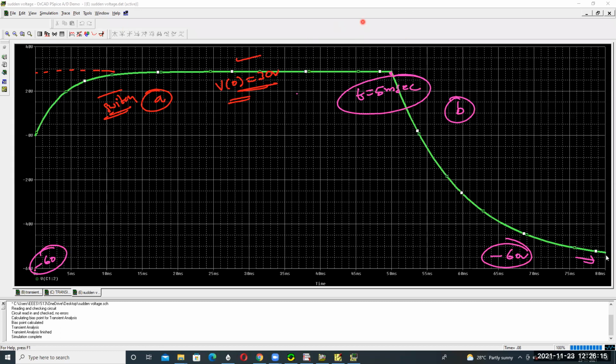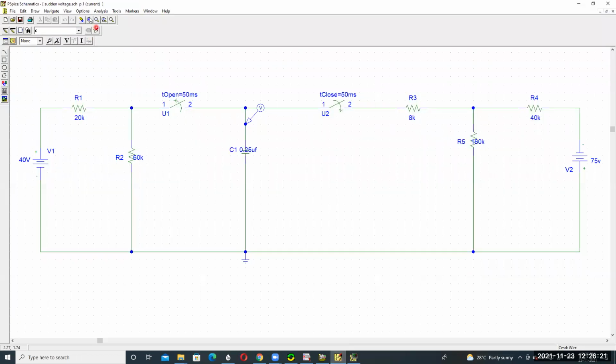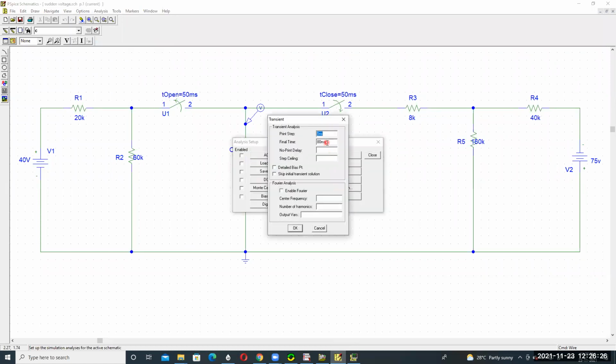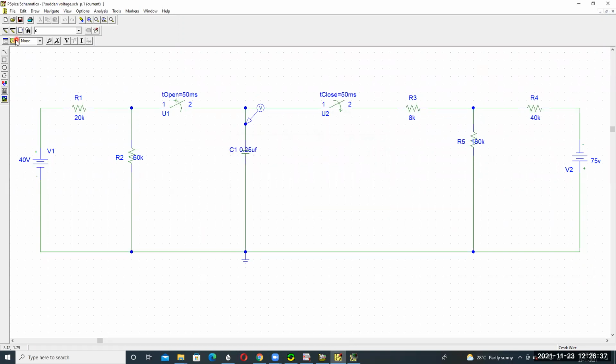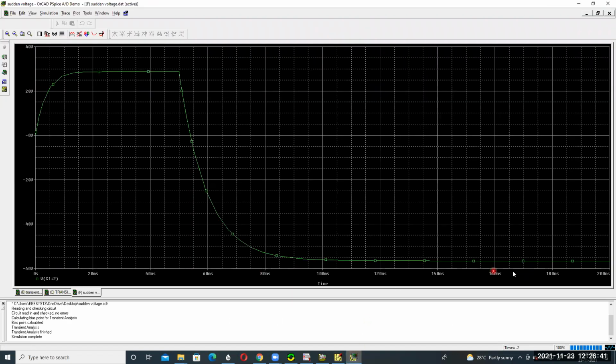Currently I'm taking only 80 milliseconds. We are changing the final time of this analysis. So go to analysis, setup, transient, and take another final time, for example, 200 milliseconds. Then close, and then simulate. You will get this response. So finally, it is settled at minus 60 volts. Understood? So like this.